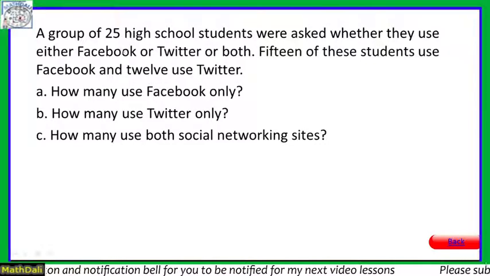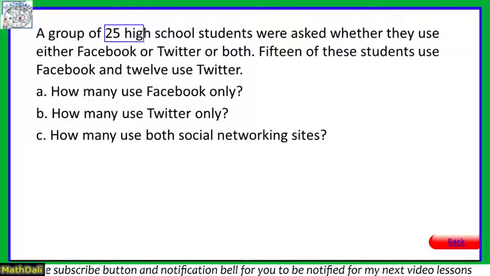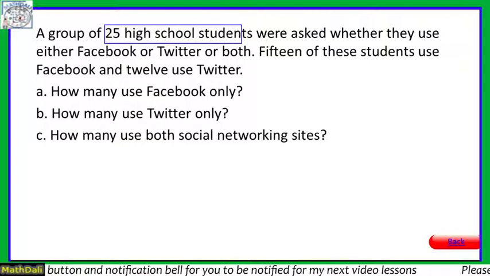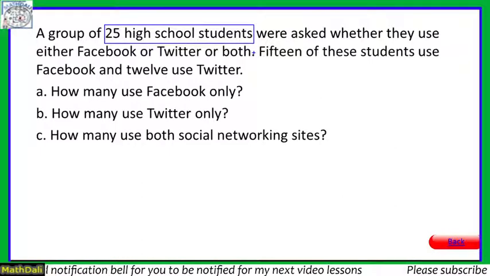Okay, so identify muna natin yung given bago natin i-draw yung Venn diagram. So, meron tayo ditong dalawang set. Okay, so ito yung number of student na gumagamit ng Facebook at yung number of student na gumagamit ng Twitter. So, ilan yung student natin? Ang total number of student natin, lagay lang natin dito, we have 25. Okay, so we have 25 high school student. Then we have the set.